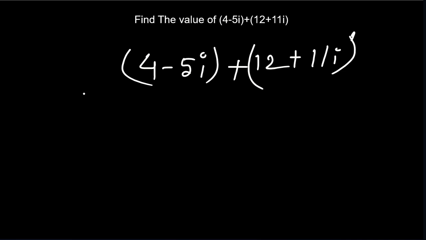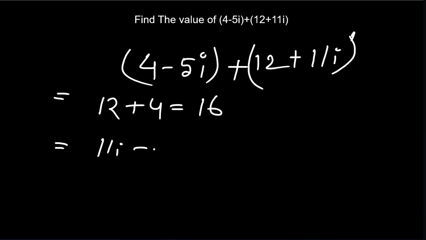Now we will first add the real numbers. 12 plus 4 equals 16, and then we add the imaginary part. It's minus 5i plus 11i. So 11i minus 5i equals 6i. So here the equation is 16 plus 6i.